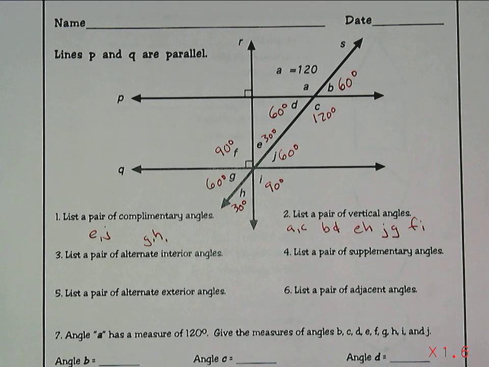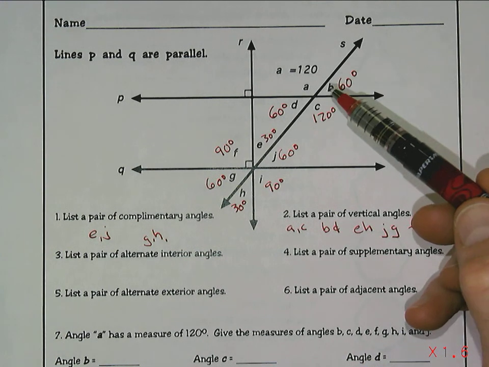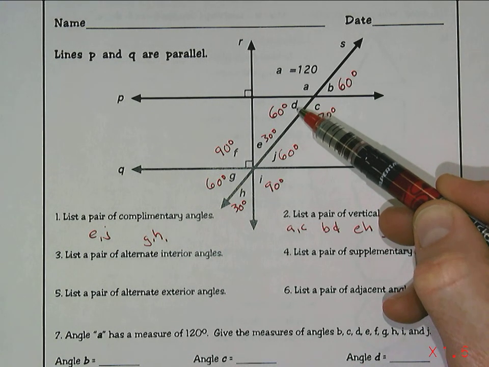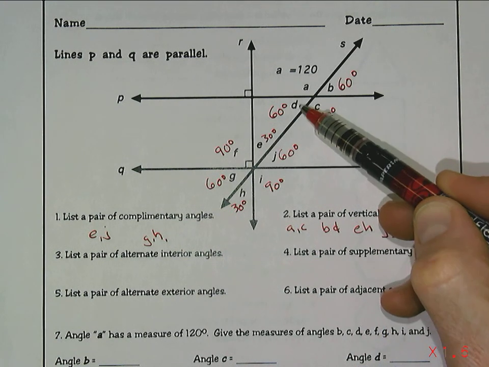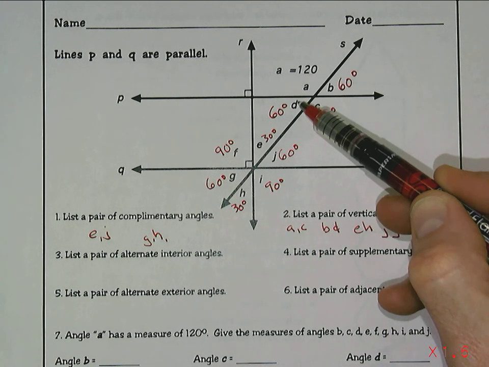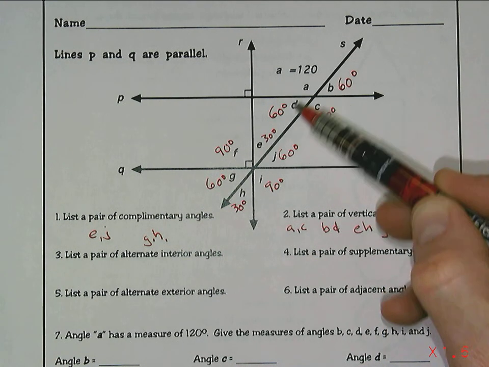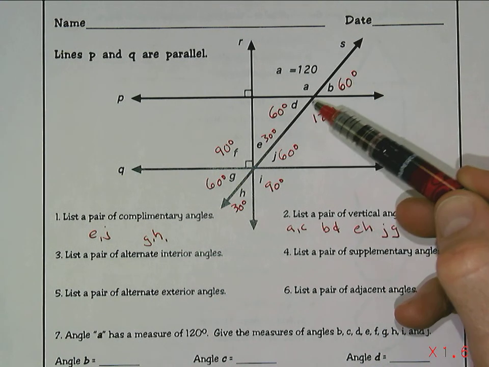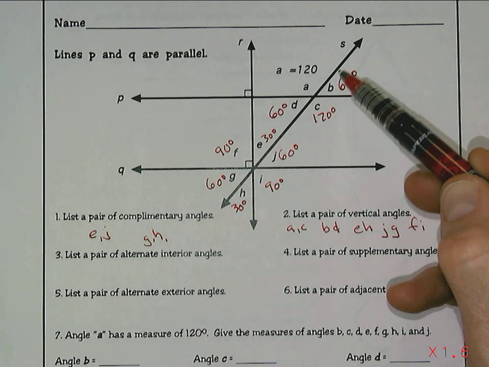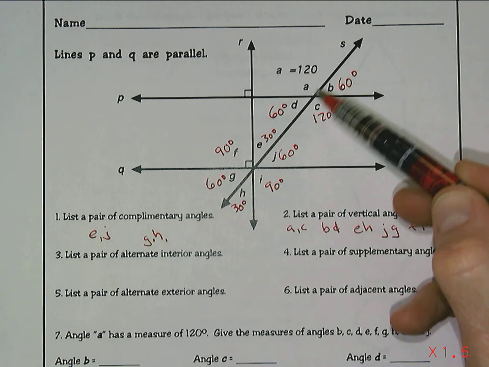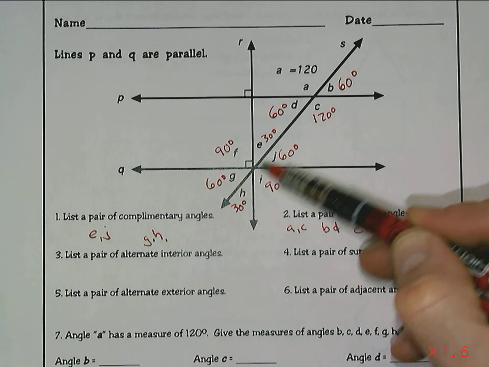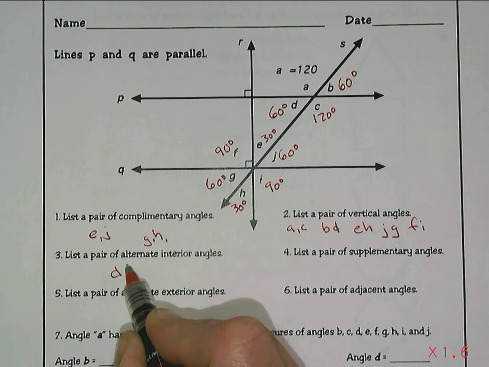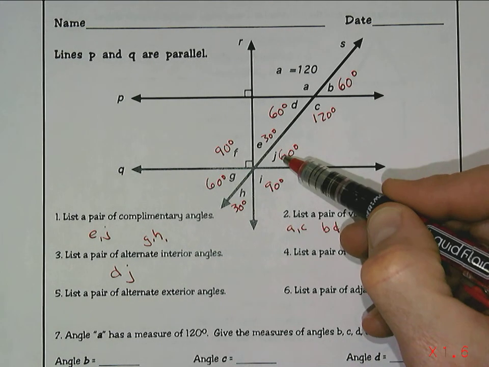And then alternate interior angles. There's really only one set on here that fits the description of alternate interior, and that's D and J. So if you look at D and J, they're interior to the parallel lines. They're in between the parallel lines, and they're alternating sides of the line that cuts through them called the transversal. That's what this line is called. So D and J are the only pair of alternate interior angles.